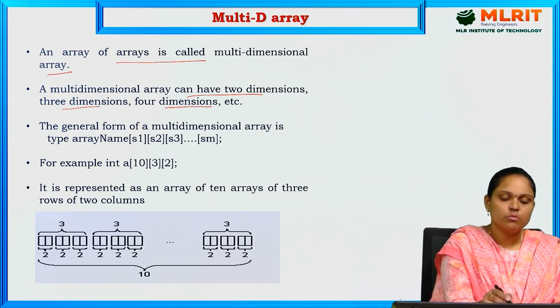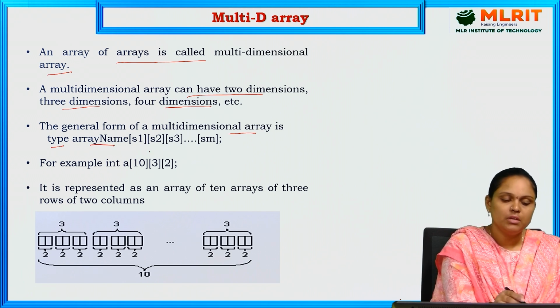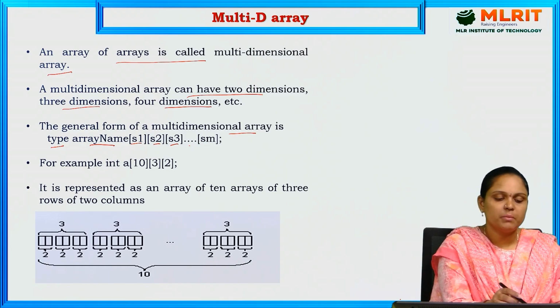So the general form of multi-dimensional arrays is: type, that is a data type, and next one is the array name, followed by S1, S2, S3 and so on. S1, S2 are nothing but the dimensions. So how many dimensions you want to use, you can mention in this.